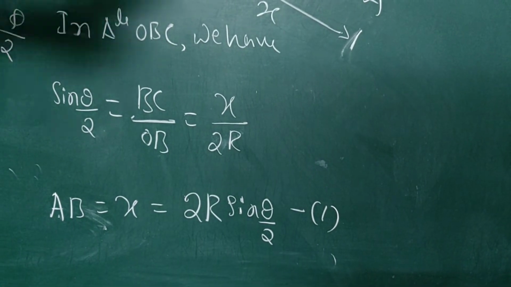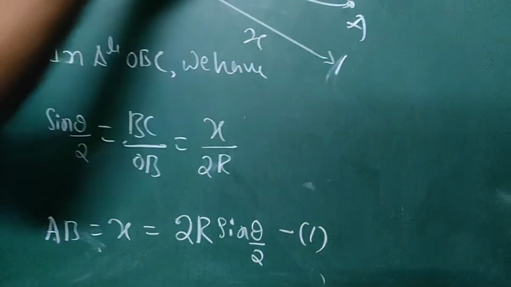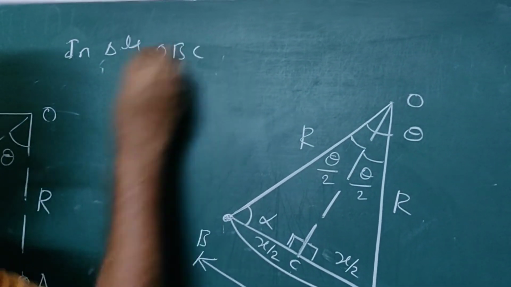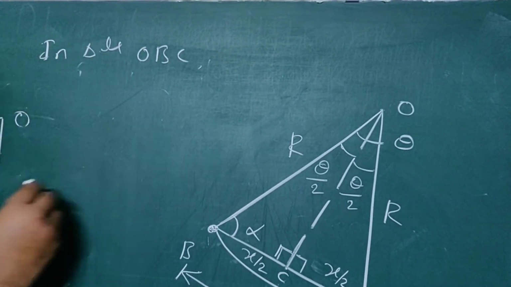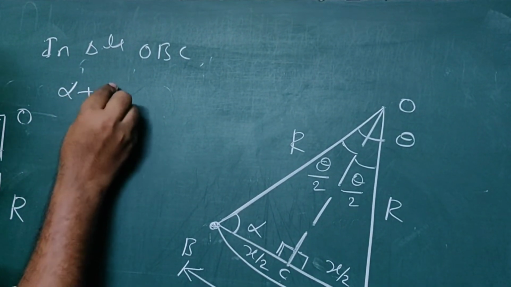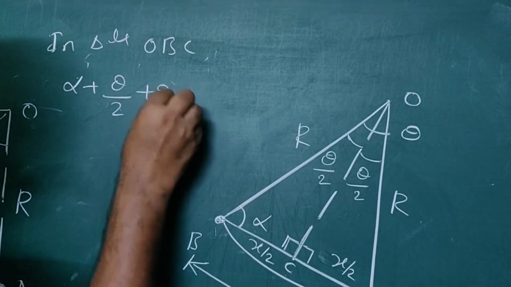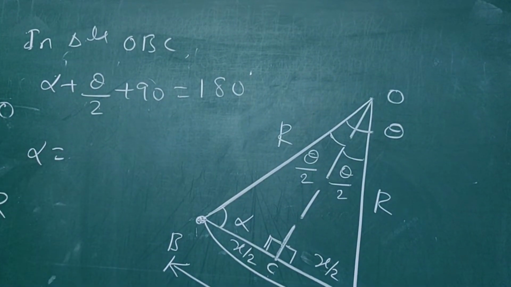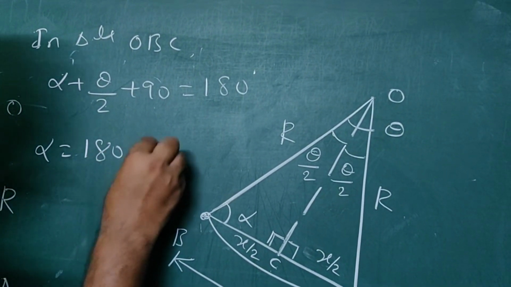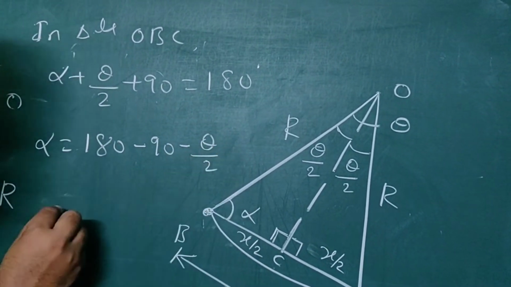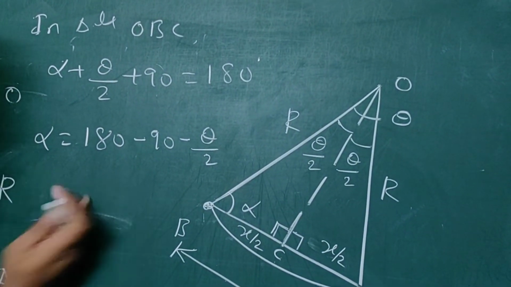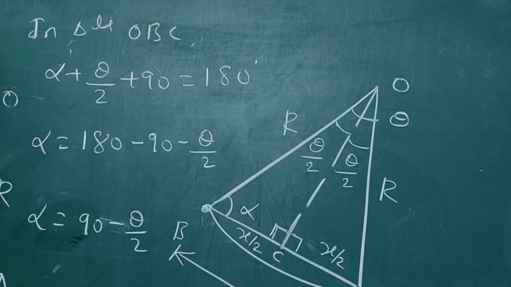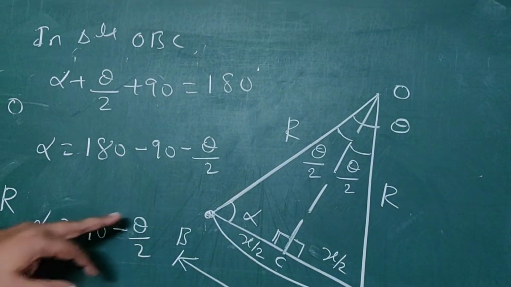We can also solve for alpha here. In the same triangle OBC, the sum of all the angles should be equal to 180, that is alpha plus theta by 2 plus 90 should be equal to 180. Therefore, solving for alpha, alpha should be equal to 180 minus 90 minus theta by 2. Therefore, alpha should be equal to 90 minus theta by 2. So we got the value of alpha also, that is 90 minus theta by 2.